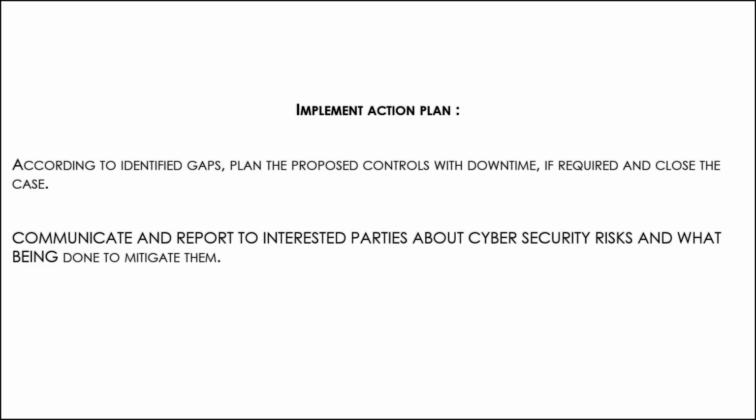After implementation and testing of these controls, communicate and report to the interested parties. Interested parties means we have multiple suppliers, right? We have multiple clients, we have multiple stakeholders. So these are all the interested parties. So communicate and report to all the relevant parties about the risk and what is being done to mitigate them.